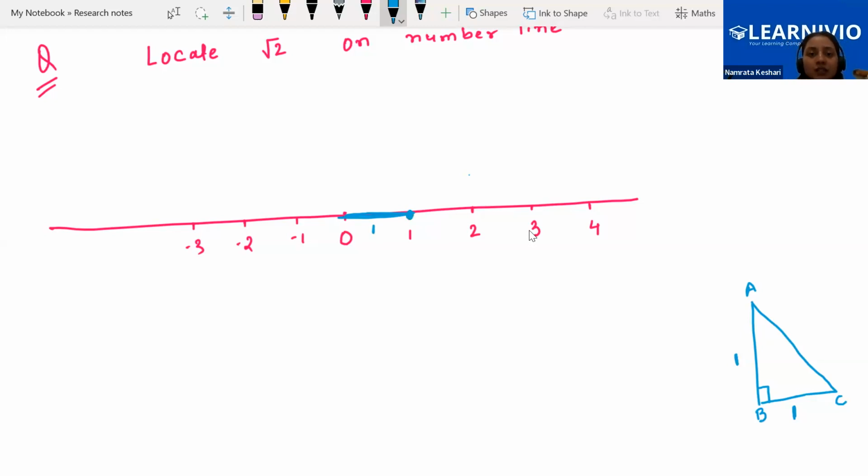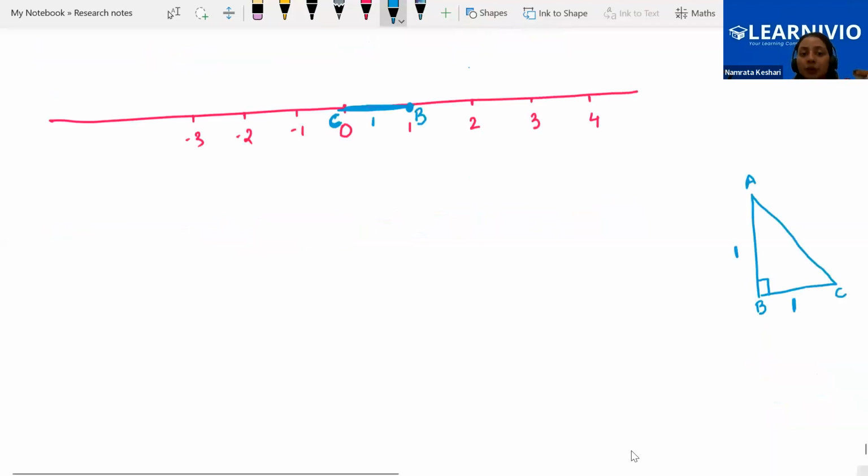Let's name it like this. Suppose this is B, this is C. Okay, BC, whatever you are calling it, just name it like this, BC. Now on this B, we are going to drop a perpendicular.